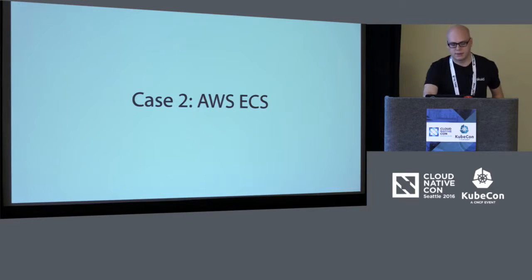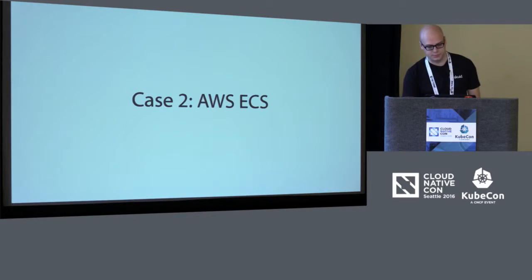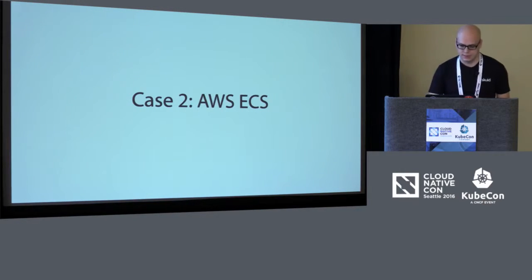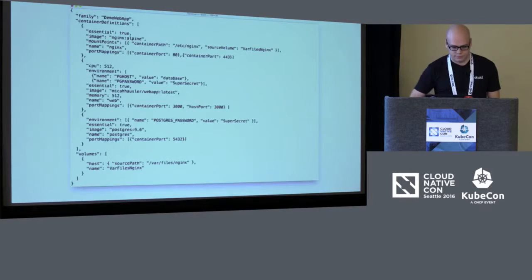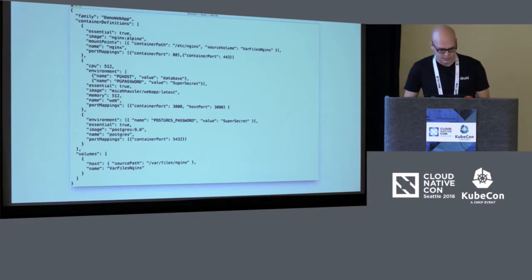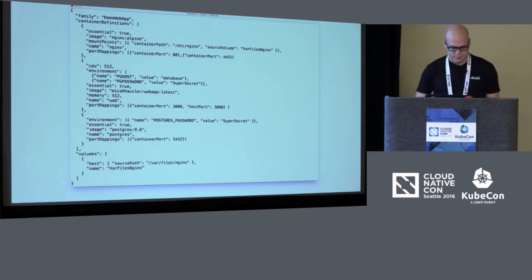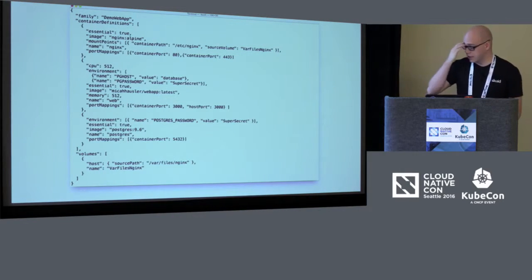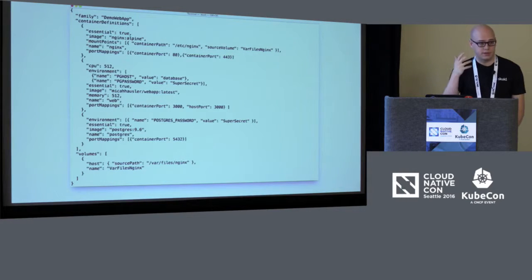The next case I kind of want to look at is Amazon's EC2 container service, ECS. If you've ever used it, you're familiar with this, but this is kind of compact JSON. Essentially, in Docker Compose, you don't have a top-level name for everything. It's just here are my containers.